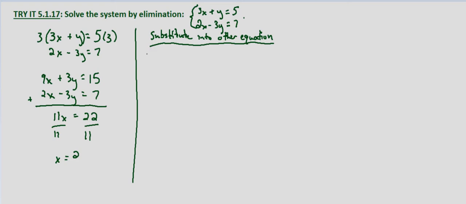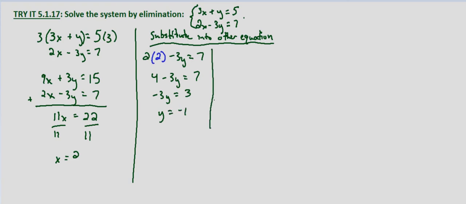So x equals 2. 2 times 2 minus 3y equals 7. 4 minus 3y equals 7. Subtract 4 from both sides, we get negative 3y equals 3. Divide both sides by negative 3, we get y equals negative 1.